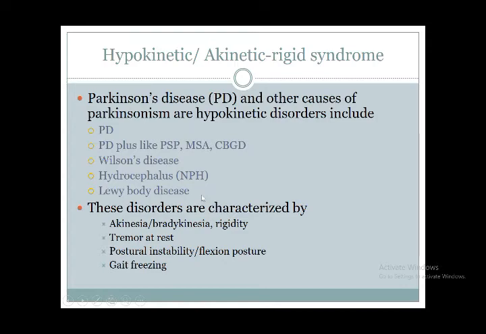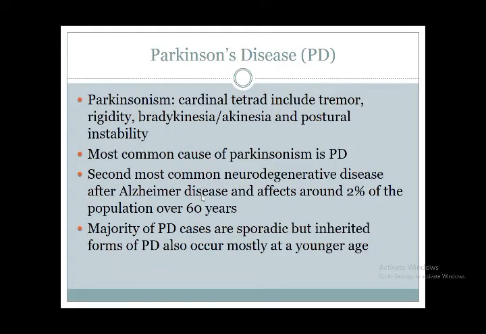So Parkinsonism is basically a syndrome, not a specific disease, while Parkinson disease is a specific disease, which is the most common cause of Parkinsonism. And this is basically an idiopathic disease. It is the second most common neurodegenerative disorder after Alzheimer's disease and affects around 2% of the population over 60 years. The majority of Parkinson disease cases are sporadic, but inherited forms of Parkinson disease also occur, mostly at a younger age.